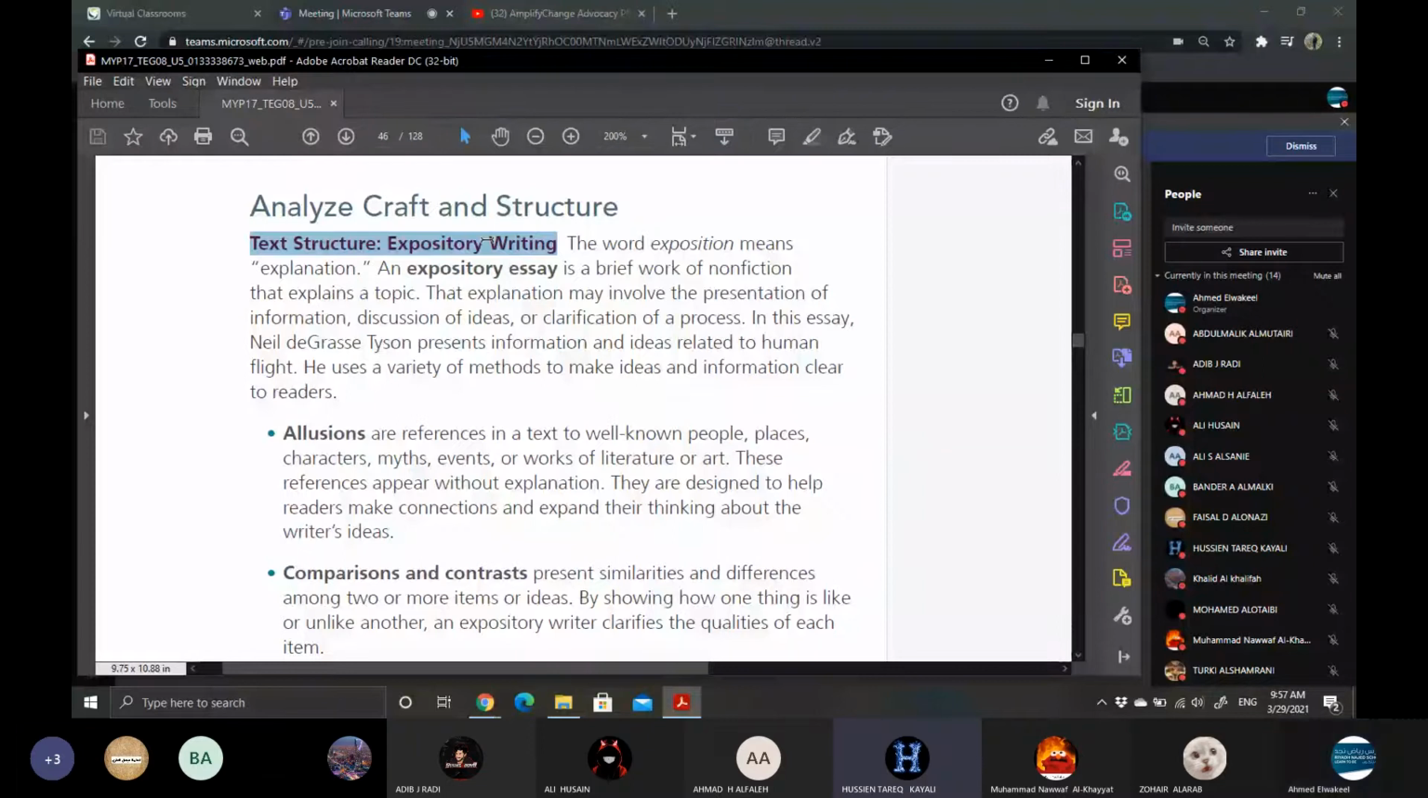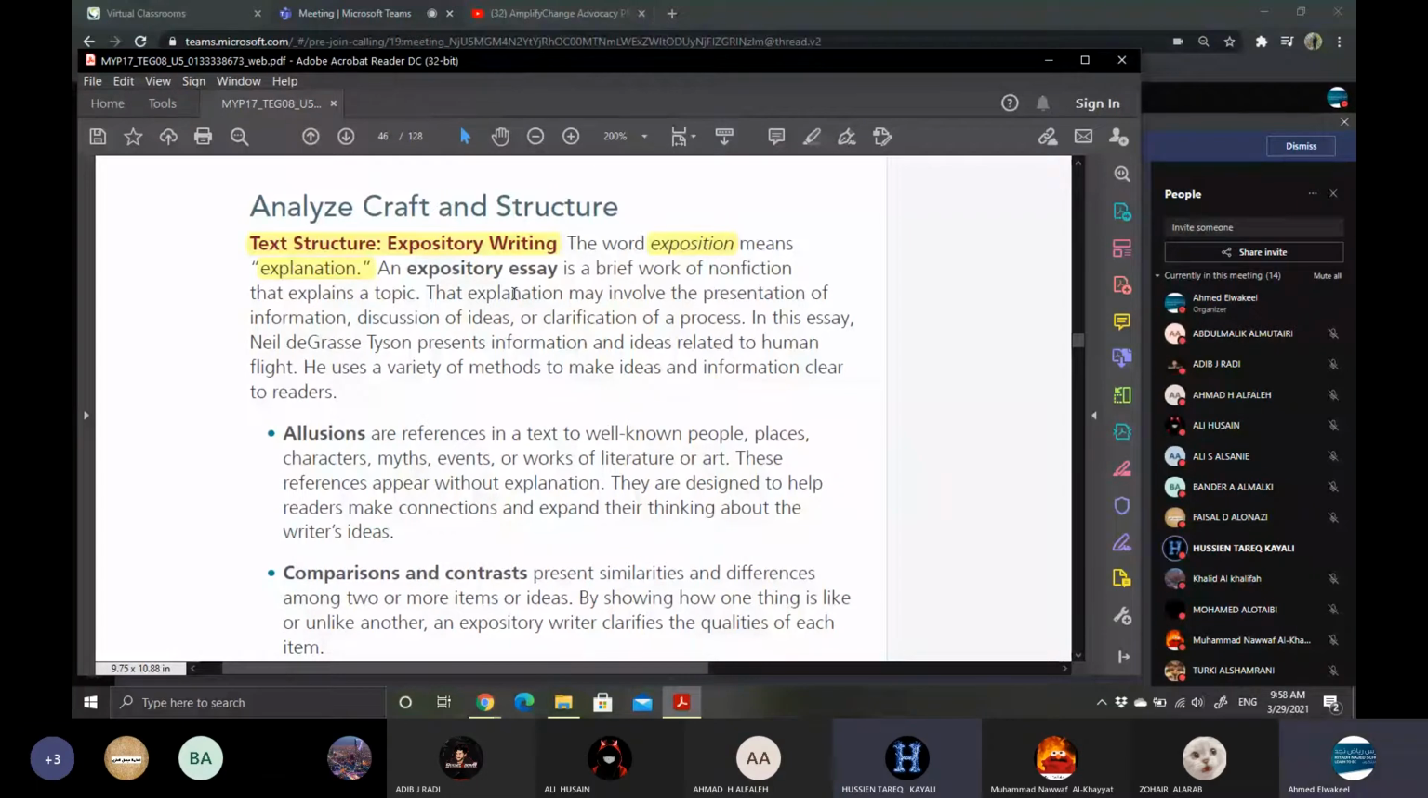Text structure, expository writing. The word exposition means explanation. An expository essay is a brief work of nonfiction that explains a topic. That explanation may involve the presentation of information, discussion of ideas, or clarification of a process. In this essay, Neil deGrasse Tyson presents information and ideas related to human flight. He uses a variety of methods to make ideas and information clear to readers.